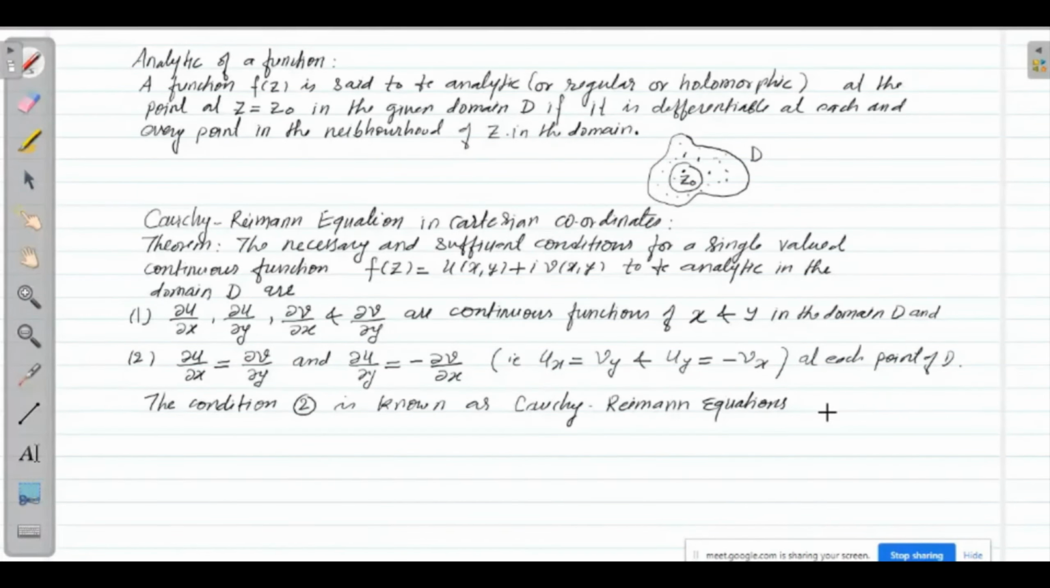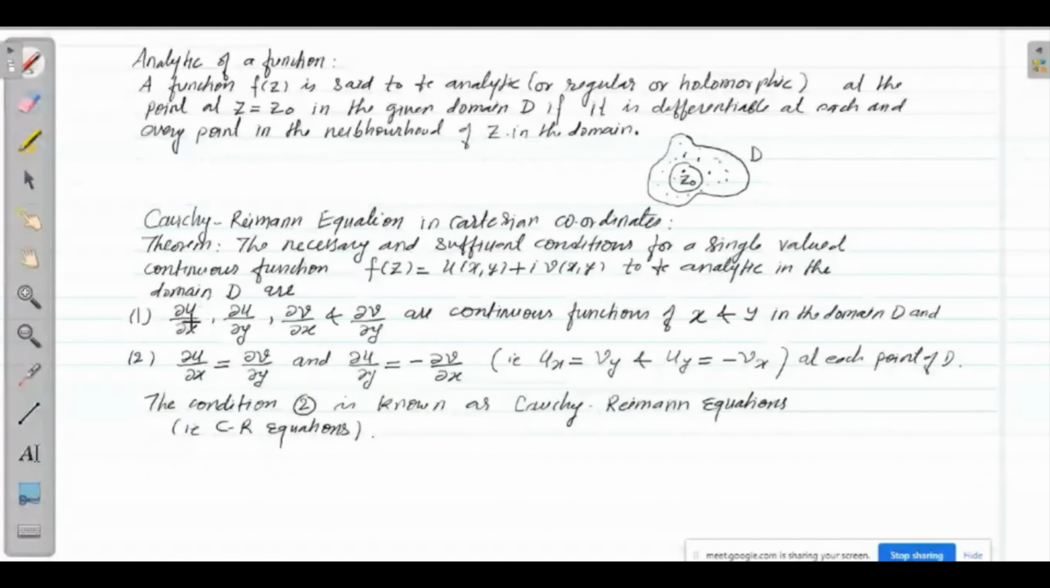This is also known as the CR equation, or CR equations. So this is the necessary and sufficient condition for a function to be analytic in the given region D. What is the necessary and sufficient condition? The first condition is that all partial derivatives dou u by dou x, dou u by dou y, dou v by dou x and dou v by dou y must be continuous in the given domain D.